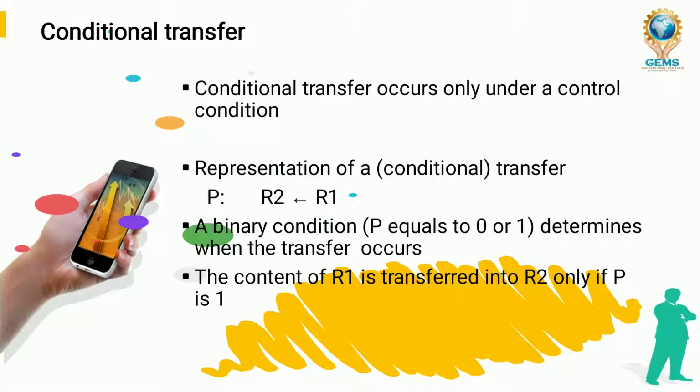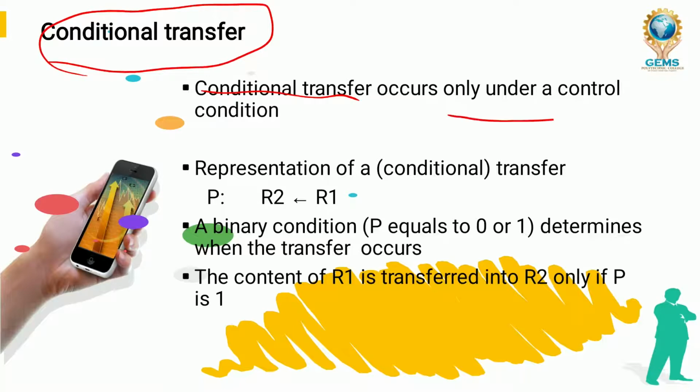Sir, in our topic, we have to discuss conditional transfer. Sir, what is a conditional transfer? When you are transferring data, using the register transfer language, conditional transfer occurs. I'm talking about the conditional transfer. What is that? The conditional transfer occurs only under a control condition. The conditional transfer occurs only under a control condition.